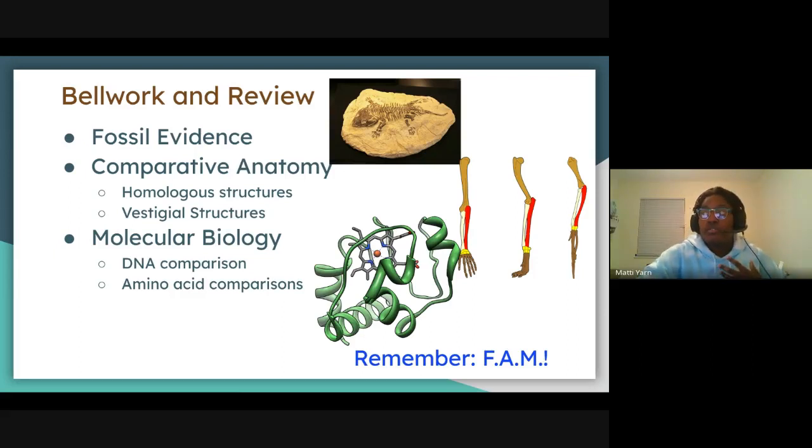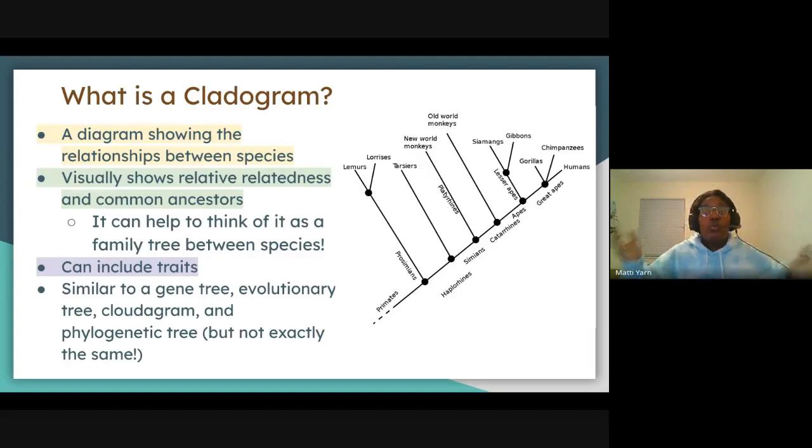But remember, fossils, comparative anatomy, and molecular biology. This is a diagram of what the cytochrome C protein actually looks like. So pretty cool looking.